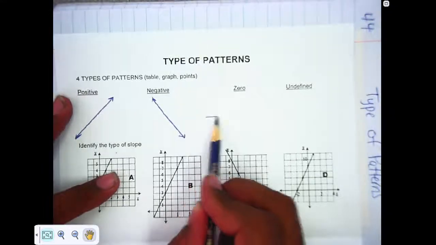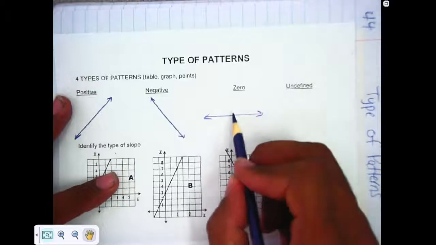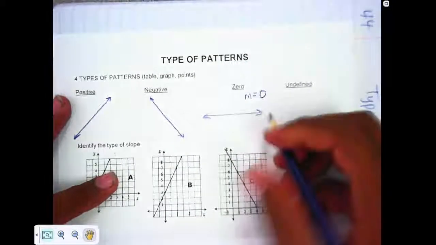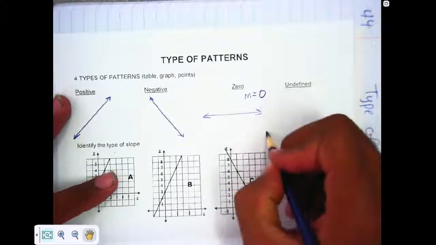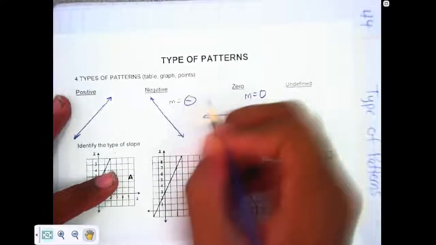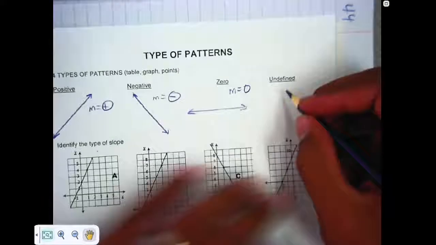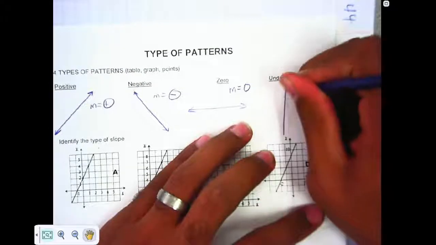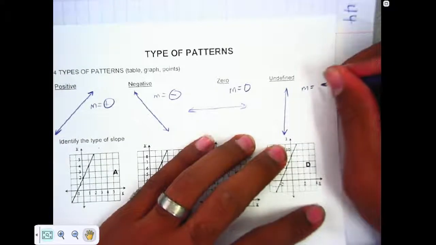So that means it would be a flat line going straight across. Okay, a zero slope, in other words, m is equal to 0, then it would have to be flat. It's not going up and it's not going down. Okay, so here the slope would be negative. Here the slope would be positive. And then the last one, the slope is undefined. Okay, undefined is a line that goes straight up and down. So this we would say undefined.